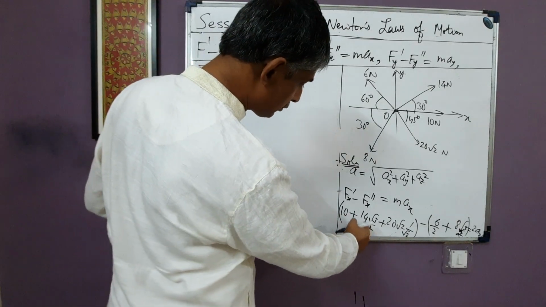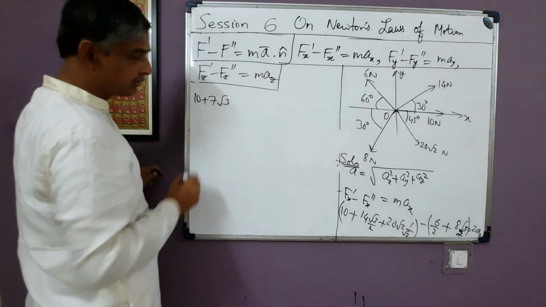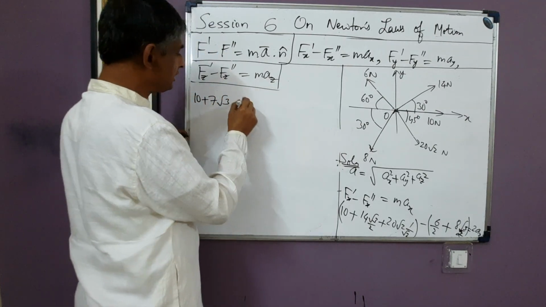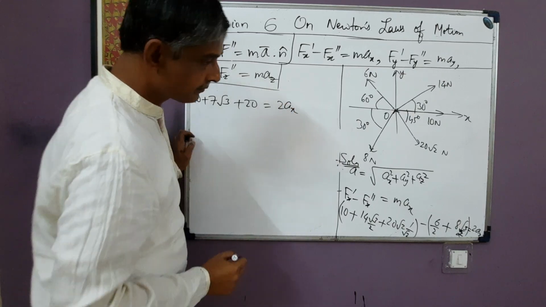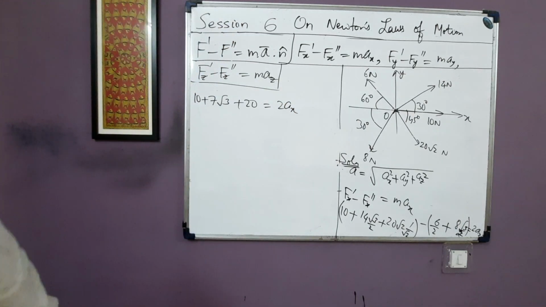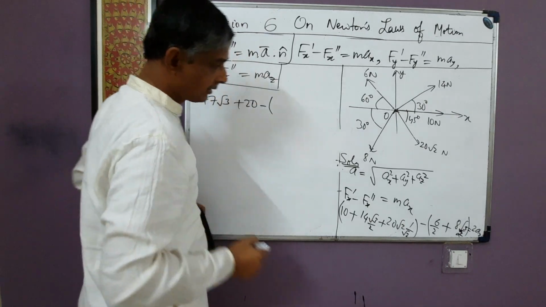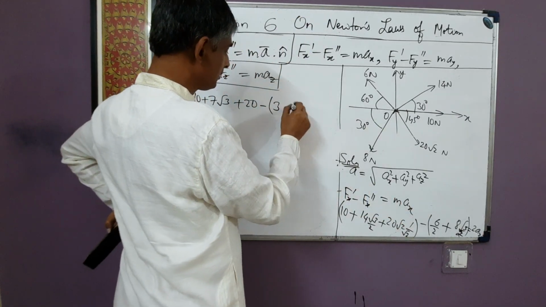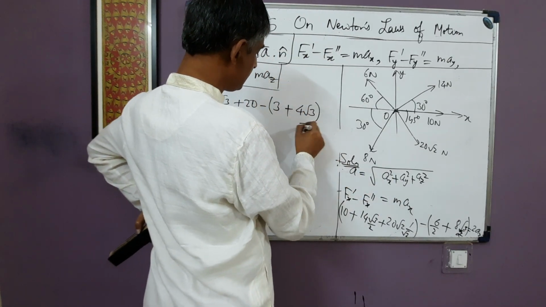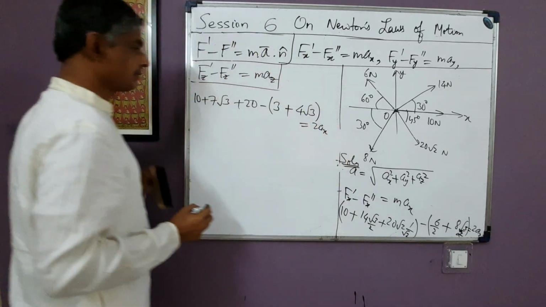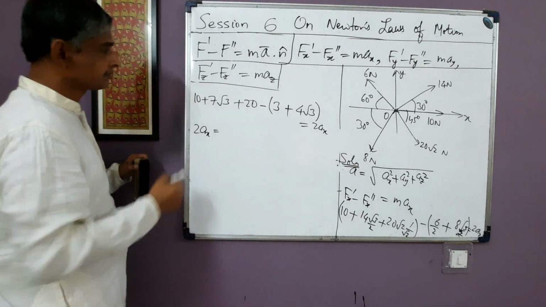So 14 root 3 by 2 becomes 7 root 3. So 10 plus 7 root 3 plus 20, minus 6 by 2, which becomes 3, minus 8 root 3 by 2, which becomes 4 root 3, is equal to 2 times Ax. So 2 times Ax becomes 10 minus 3, which is 7.